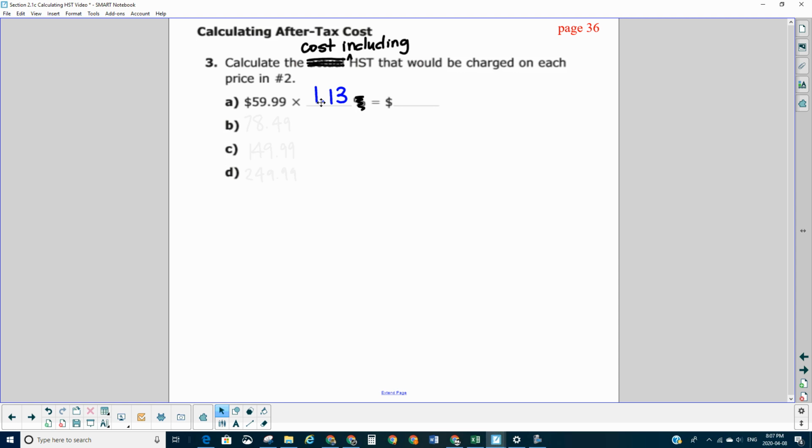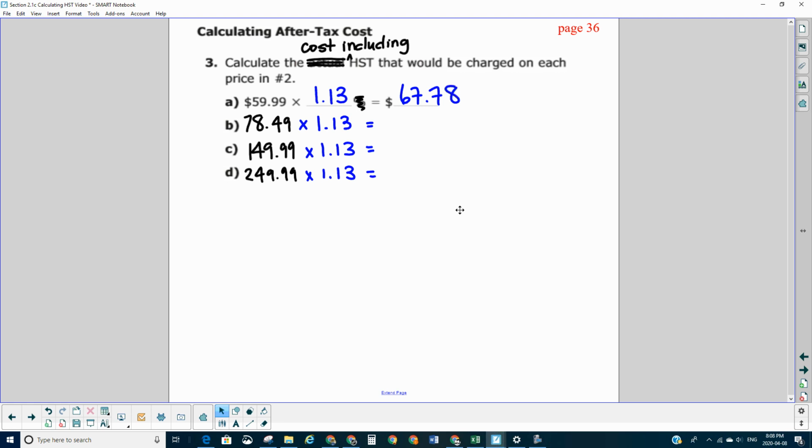$59.99 times 1.13 is $67.78. And that would be the after-tax cost, all in one step. So I'd like you to take a second now and pause the video and do the other 3 ones that are in the chart from above. Multiply each of them by 1.13 to figure out what the correct answer is for the after-tax cost. Make sure you round your answers to 2 decimal places to include all the cents. So push pause right now and try those, and when you're ready, push play again to see how you did.